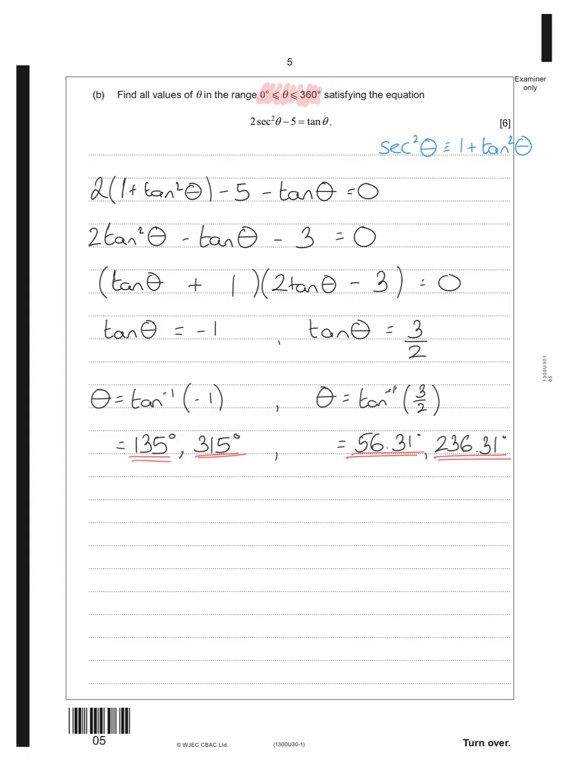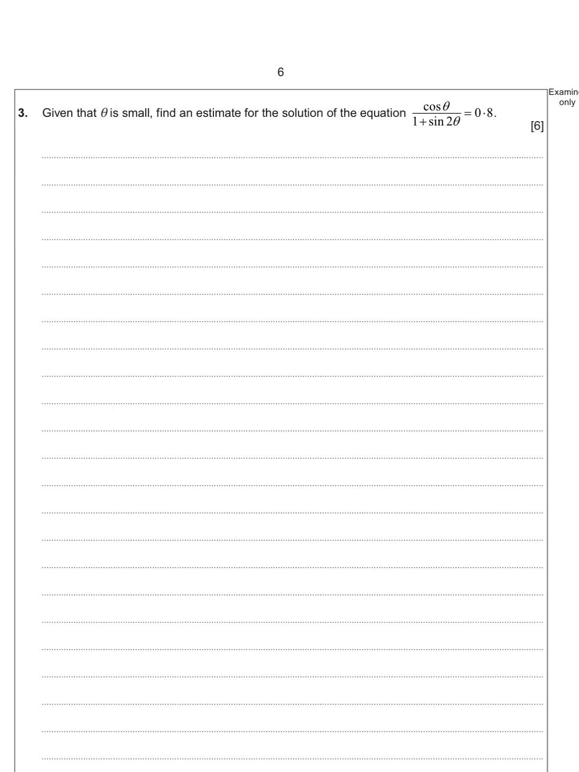Moving on. Some small angle approximations here. And in case you don't know how I got there, the fact it's saying theta is small tells me that I'm going to be using my small angle approximations. So if we just have a recap, sine theta is approximately equal to theta, and cos theta is approximately equal to 1 minus theta squared over 2.